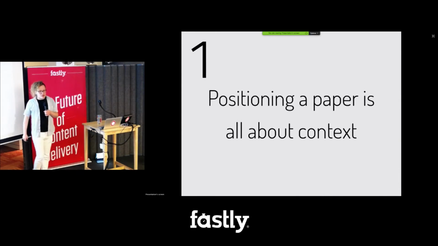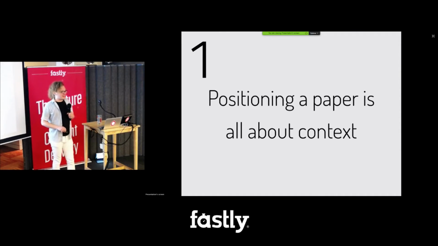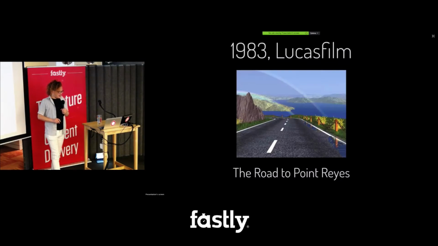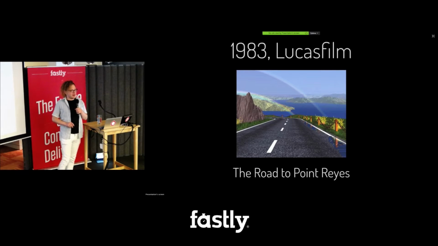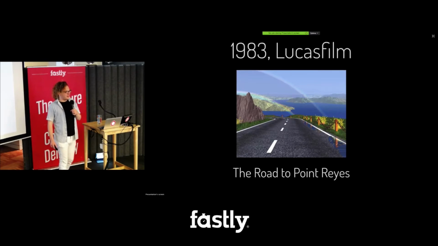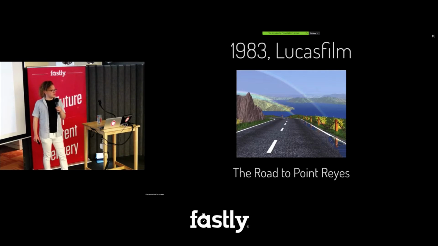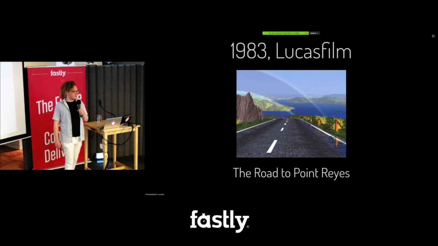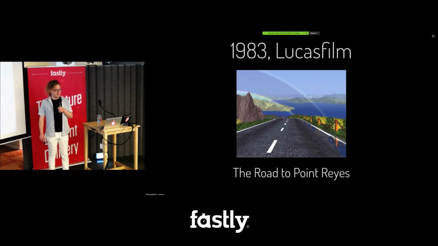Okay, so to start, positioning a paper is really all about context, which means I need to talk about the history of computer graphics. In 1983, up at Lucasfilm, which was in Marin County here in the Bay Area, there was a group called the Graphics Group there. They had done the graphics, I don't know if they did it for Tron, they definitely did it for Star Trek II, The Wrath of Khan, the terraforming scene. So it's some of the very early computer graphics in the film industry.